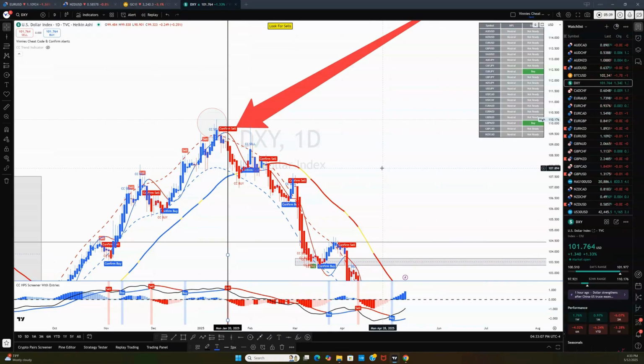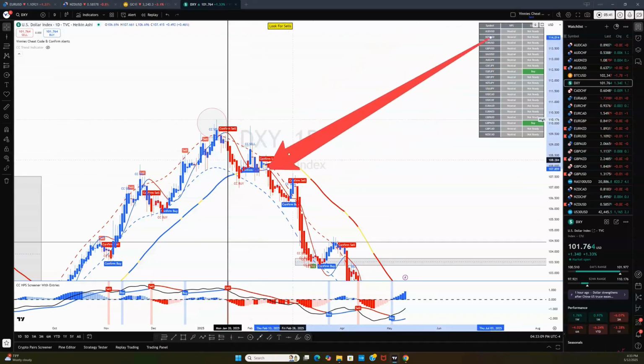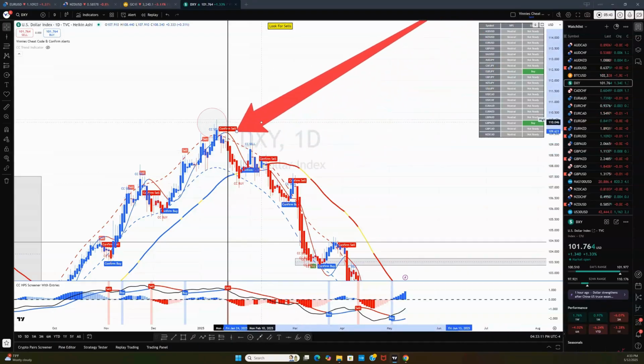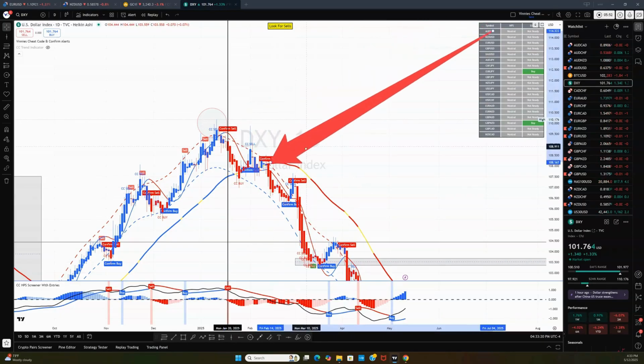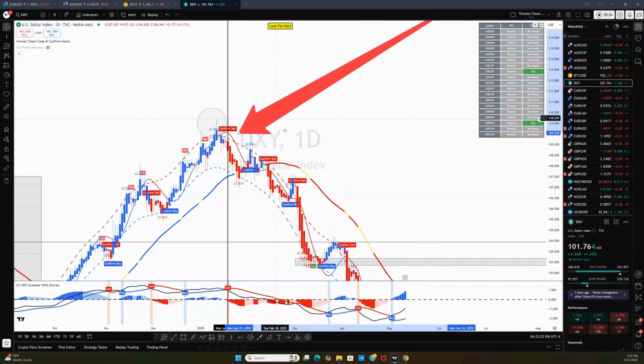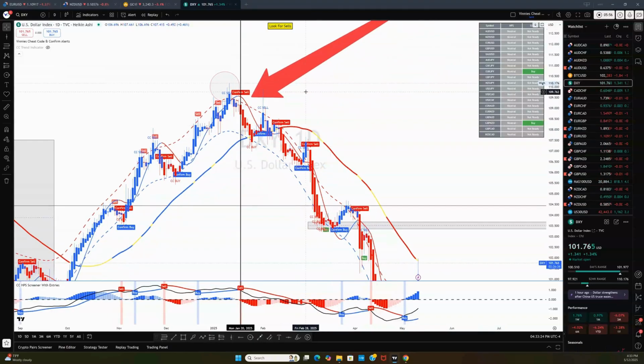And then price sold off from here. You see how price sold off from here. Okay, that's how simple and easy it is to use Vinnie's trading cheat code. Now there are other tools that we have for the cheat code that are going to help you with your trading.